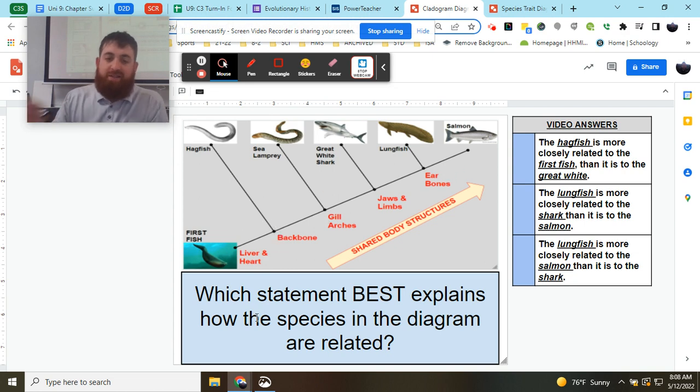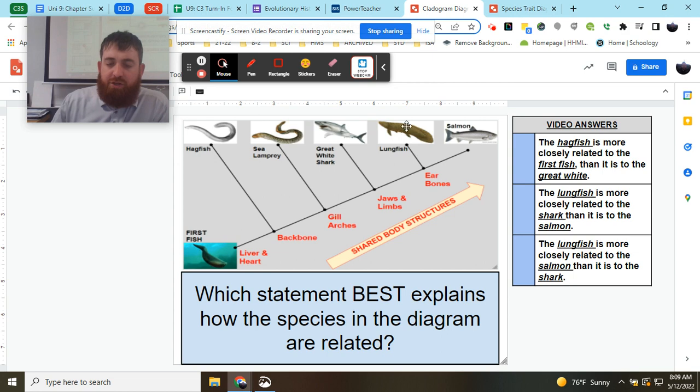Which statement best explains how the species in the diagram are related? So, we're deciding how they are related to one another. First one, the hagfish, that would be the very first one here at the very top left corner, is more closely related to the first fish than it is to the great white shark.